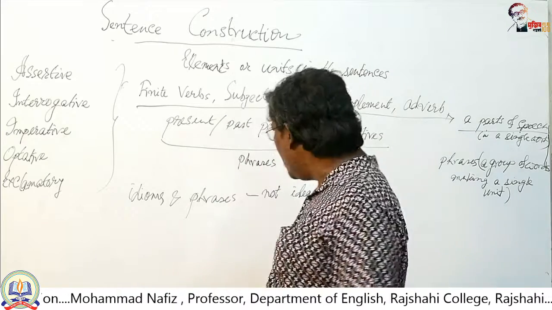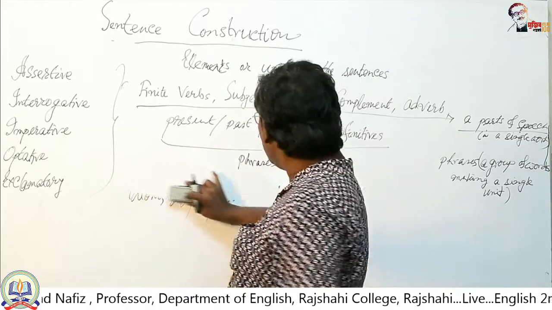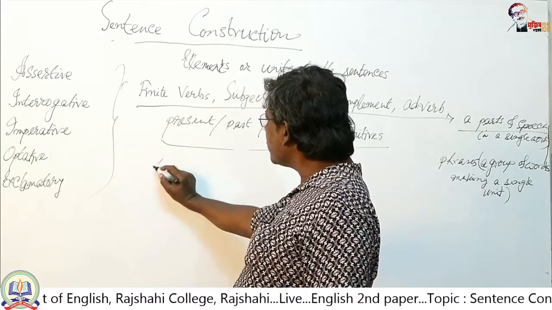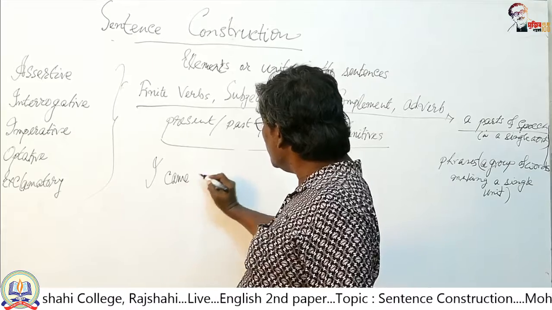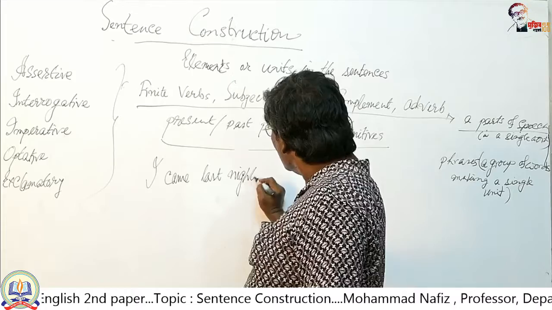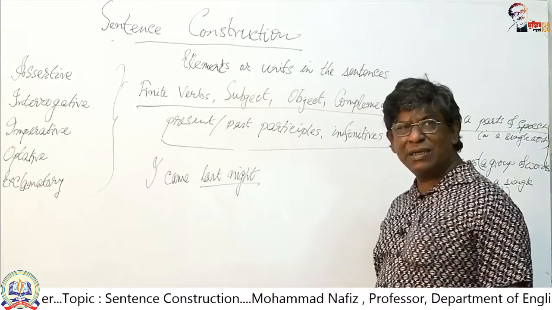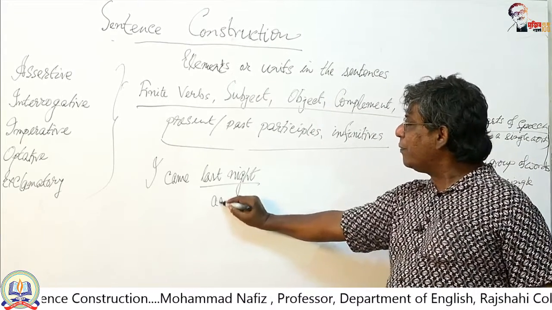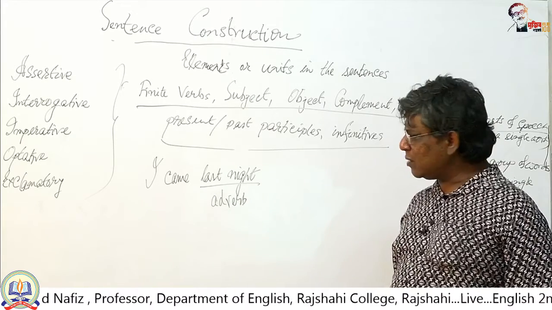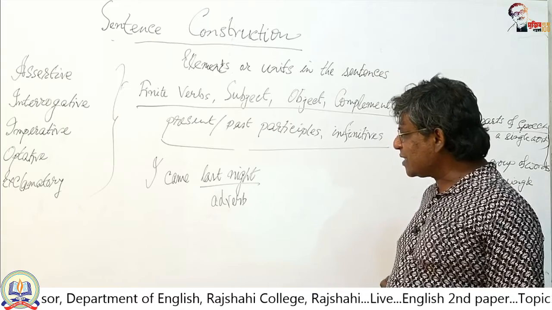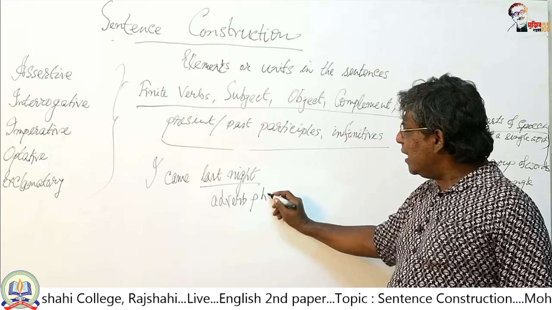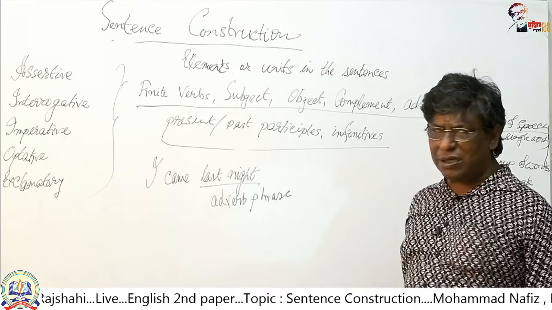For example, when I say, I came last night, last night makes a unit of a sentence, adverb, and since it is in more than one word, that is, the words last and night make this unit, it is presented in the phrase form and hence we call it an adverb phrase.